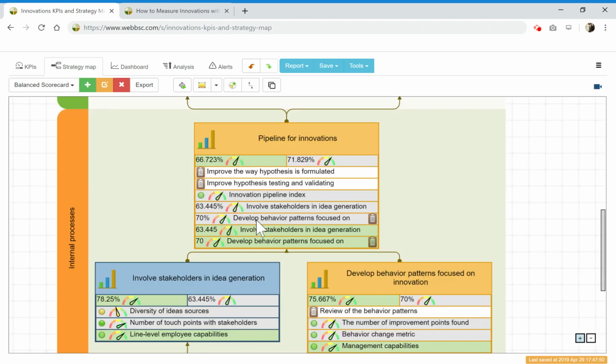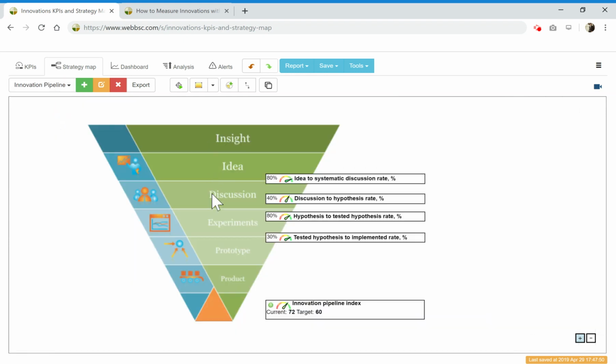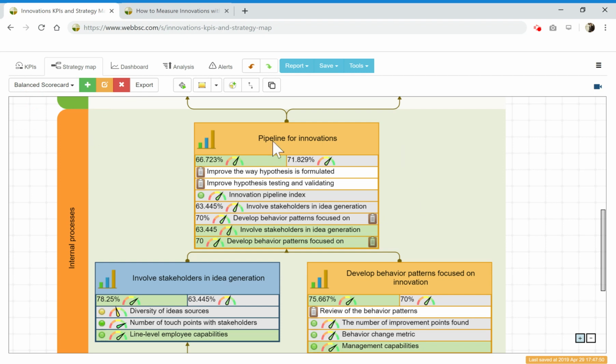And we can also measure the different indicators related to the pipeline index: the time that we need to move from one step to another, the percent, the conversion rate. So basically, these are the main metrics for this pipeline.